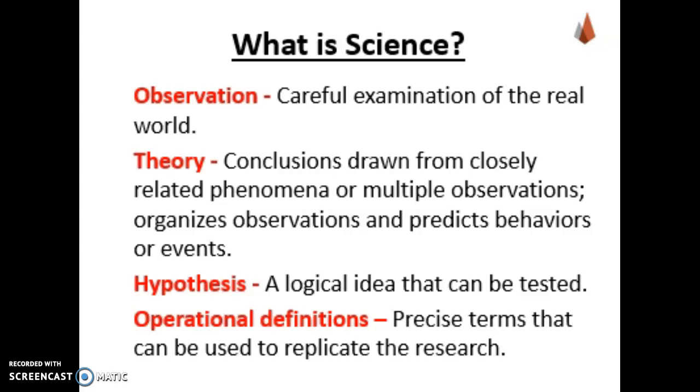What is science? Observation, careful examination of the real world. Theory, conclusions drawn from closely related phenomena or multiple observations. So we observe the same thing several times, and we can create a theory. We observe that when our younger sibling has lots and lots of candy, they become very, very hyper. So our theory might be that more sugar makes kids hyper. Our hypothesis is a logical idea that can be tested. So we would say the more candy children have, the more hyper they become. We operationally define all of our variables so that someone else can come in 5 years from now and replicate our research design.